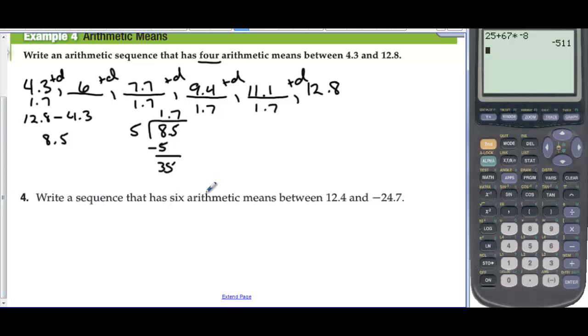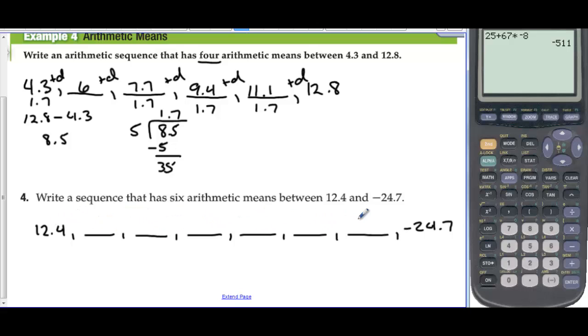Write a sequence that has 6 arithmetic means between 12.4 and negative 24.7. We have 12.4 as the first number. 1, 2, 3, 4, 5, 6 numbers in between, and then negative 24.7. Now we added d on 1, 2, 3, 4, 5, 6, 7 times to get from 12.4 to negative 24.7. So we take negative 24.7 minus 12.4.